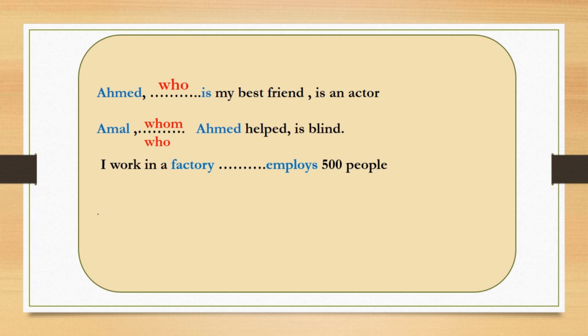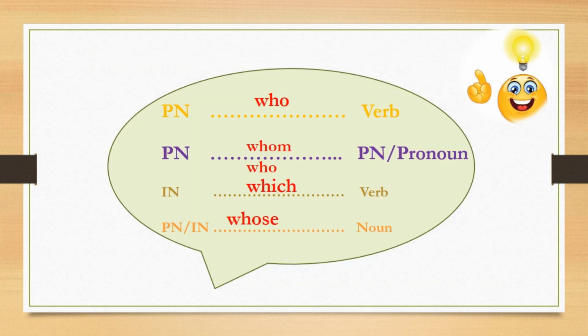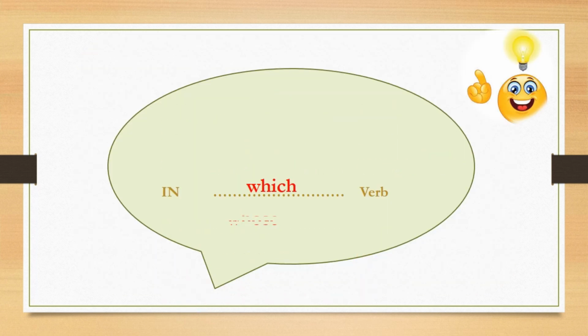I work in a factory employs 500 people. Now here we have factory impersonal noun and employs verb. We use which. لاحظوا أن factory جماد و employs فعل غنديرو which. In impersonal noun verb we use which. هنا عندنا جماد وفعل غنستعملو which.